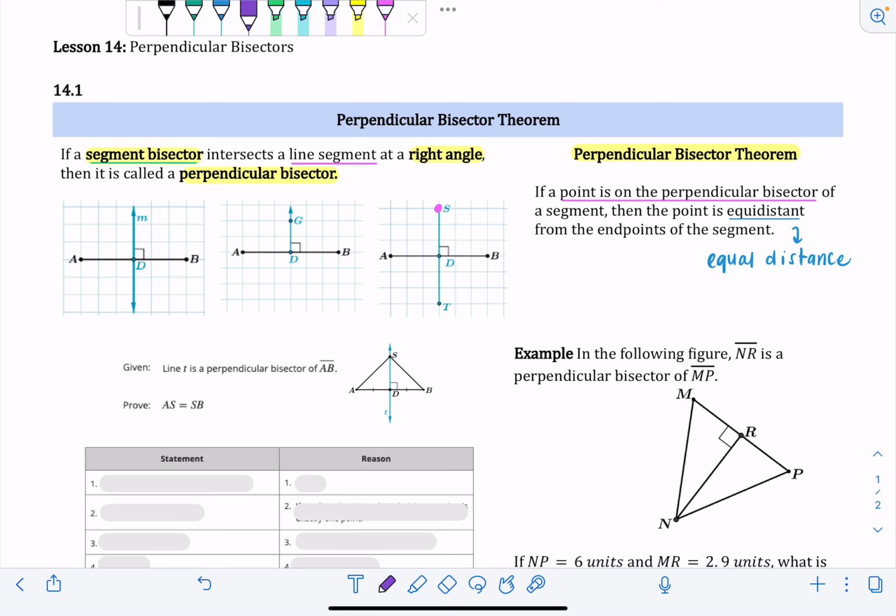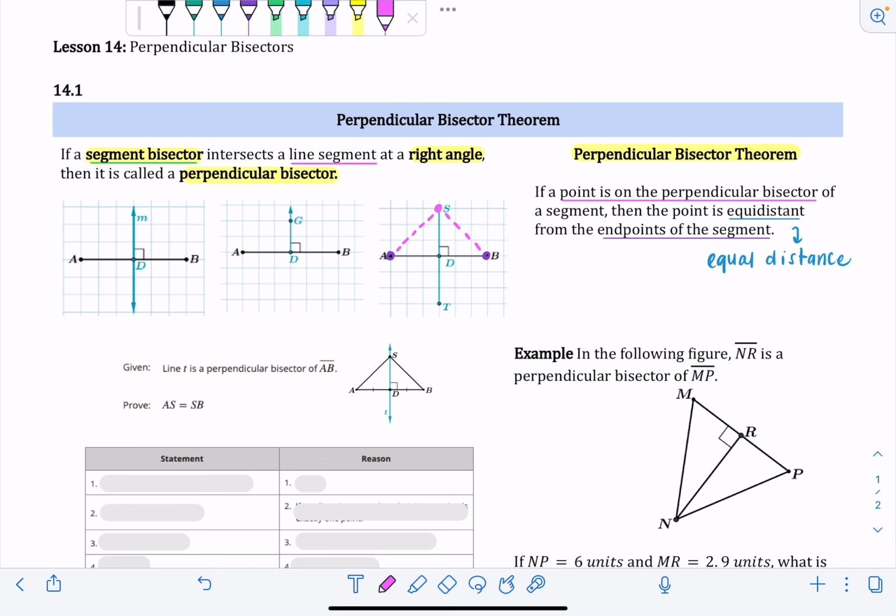So if a point is on a perpendicular bisector, which that is, then the point is equidistant from the endpoints of the segment. So the endpoints of the segment are referring to the line segment that is being bisected, in this case AB. So the endpoints would be A and B. So any point on the perpendicular bisector should be and is equidistant from point A and point B. So that theorem says that those two little diagonal lines I just drew are the same exact distance and they always will be for perpendicular bisectors.